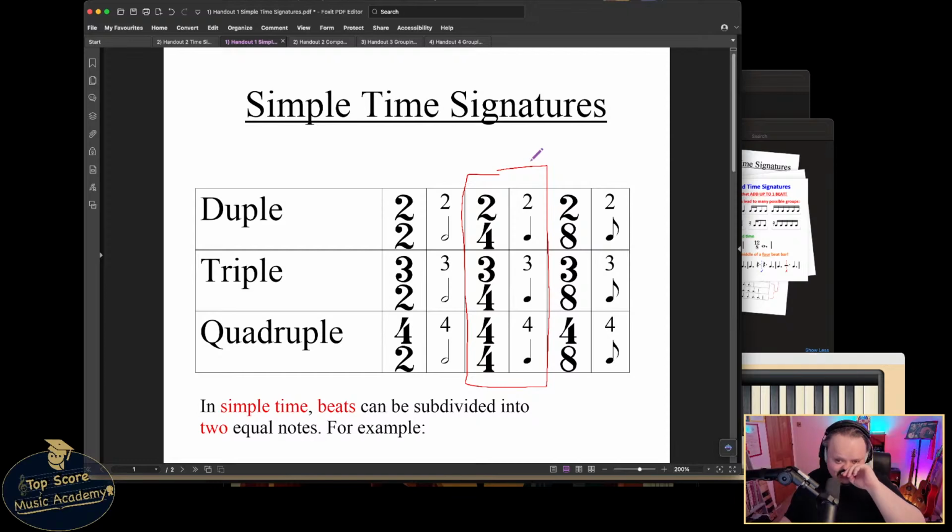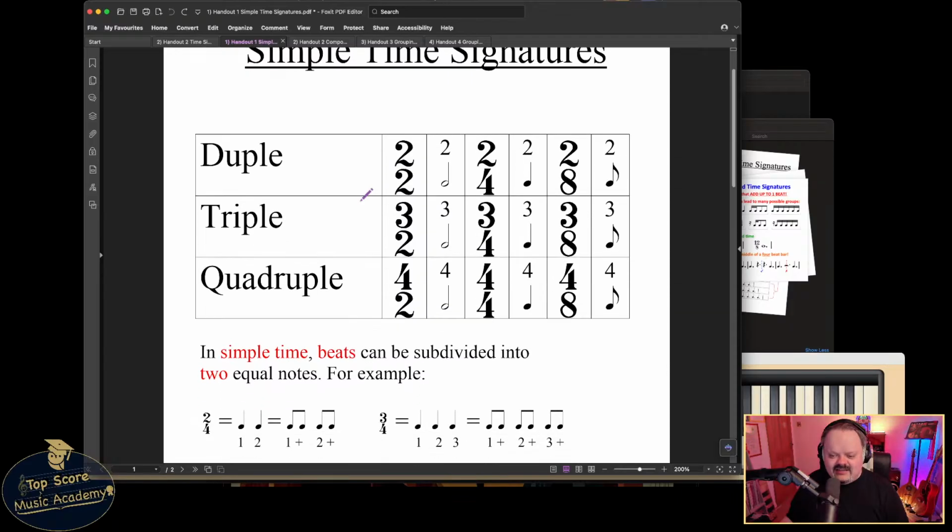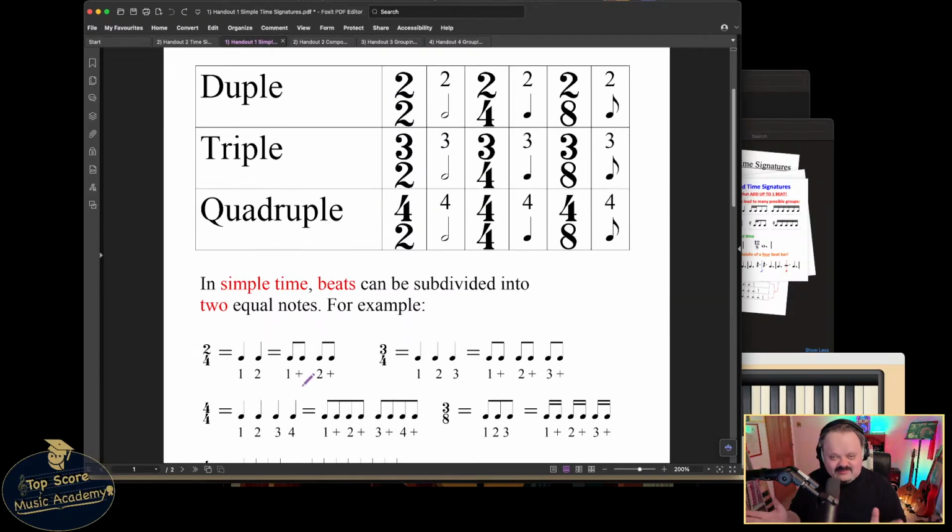All of these are simple time signatures. Everything you see on the page is a simple time signature. Okay, the easy way to remember that is just anything with a 2, 3, or 4 in the top line is a simple time signature. So anything with a 2, anything with a 3, or anything with a 4 is a simple time signature. It's simple in that you can take those beats and split them into 2 equal parts. Okay, so that's another important thing to remember for simple time signatures. It's the essence of simple time signatures. Anything that can be split into 2 equal parts is going to be simple.